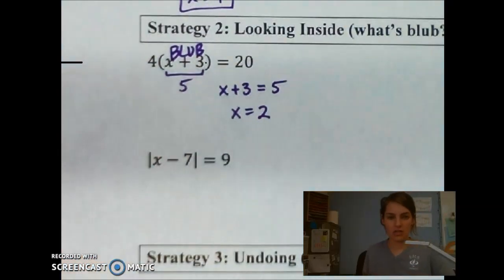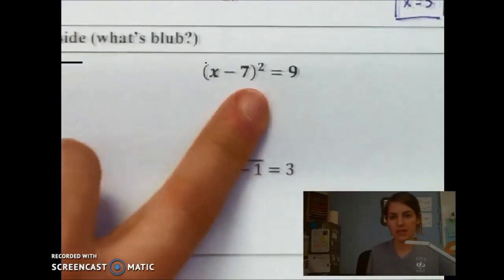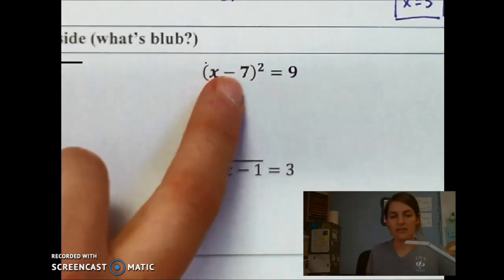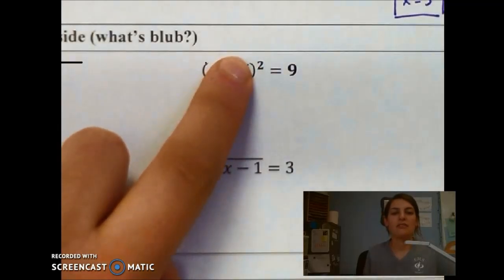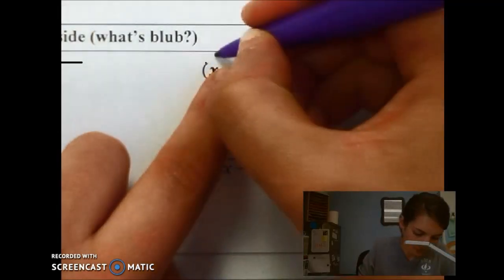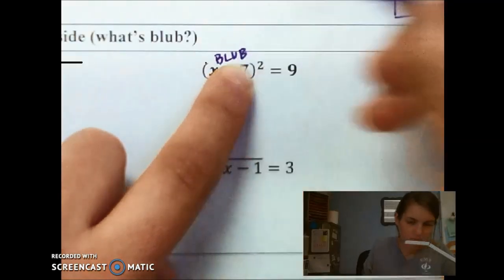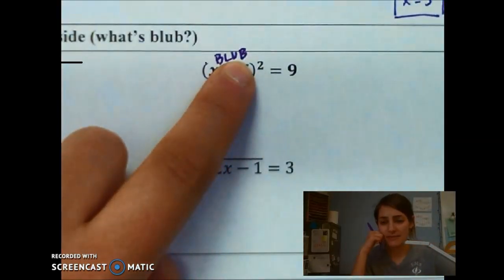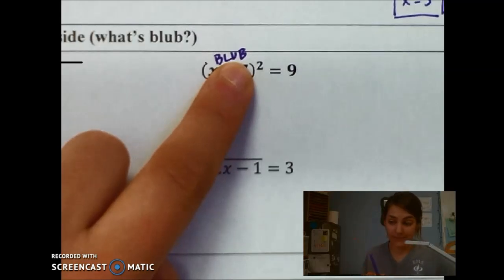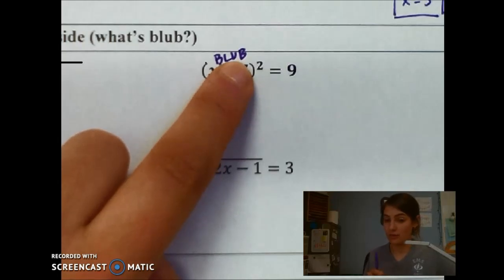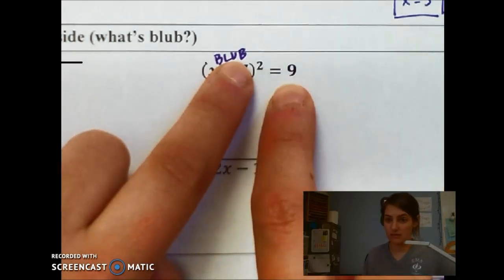Let's give it another shot on the second example. So here, x minus 7 squared equals 9. And our x minus 7 is what we can cover up and think of as blub. So blub squared is 9. So what does blub have to be? 3. Or negative 3. Because when you square a positive or square a negative, the answer still comes out positive.